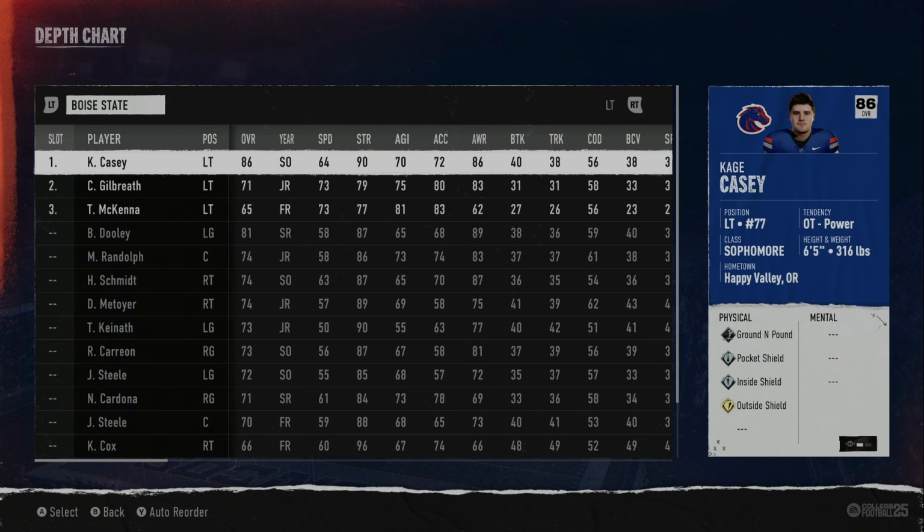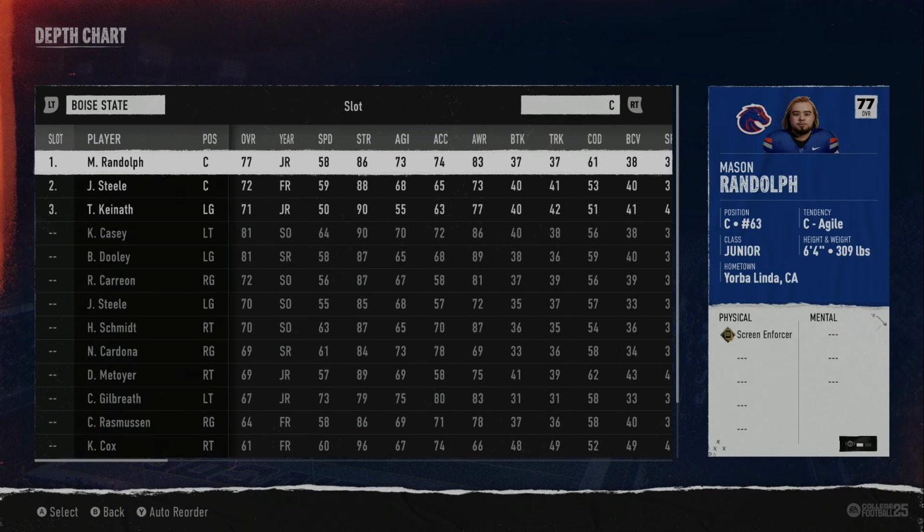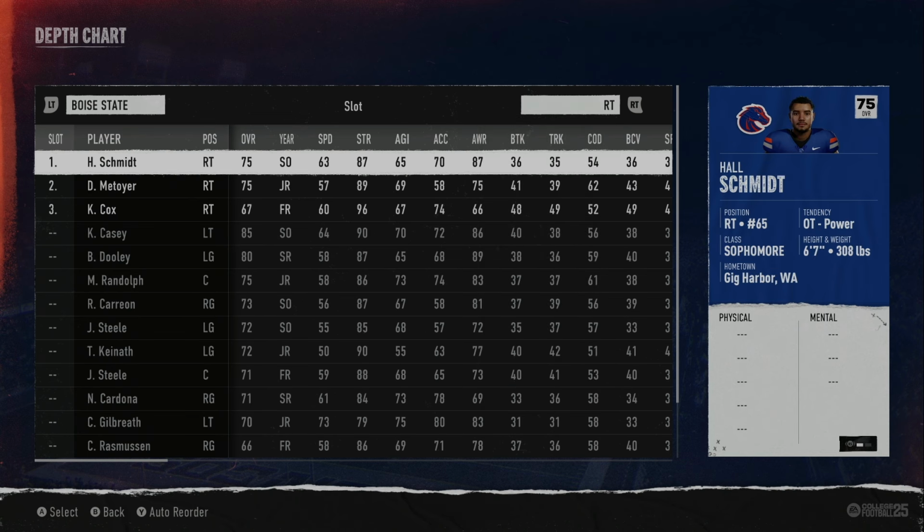Left tackle, 86. Left guard, 84. Center, 77. Right guard, 76. And right tackle, 75. So what does that tell you? That tells you that the left side of our offensive line is the strongest part. The weakest part is going to be the right side of the offensive line. So you want to use the left side and run the ball as much as you can on the left side. Obviously, don't only favor that side if you're going up against the user, or they'll start picking that up.